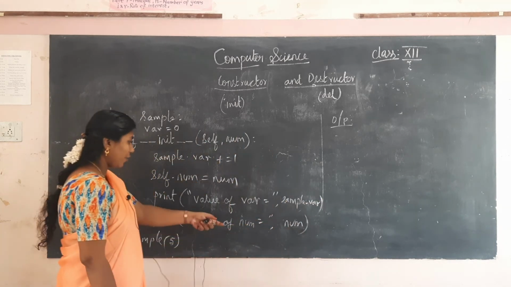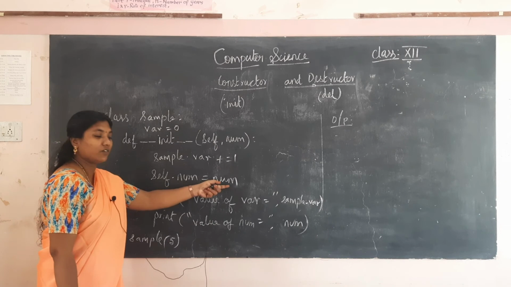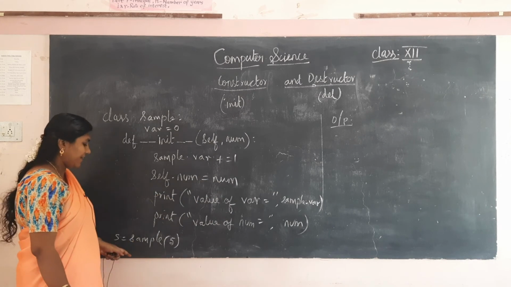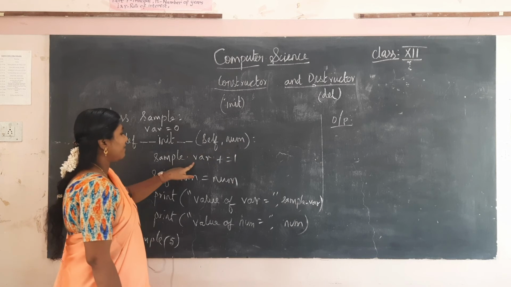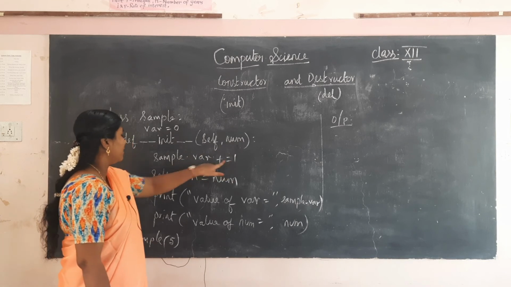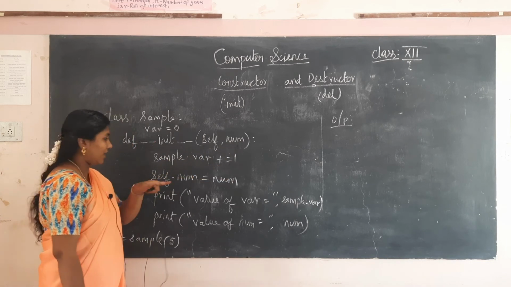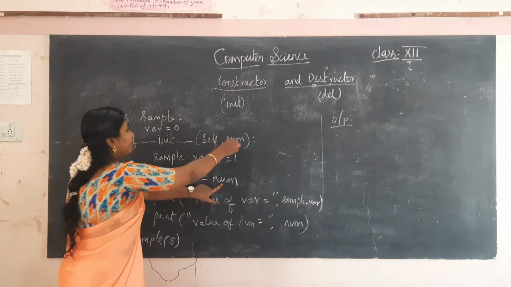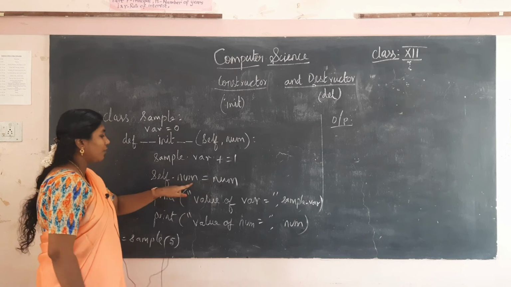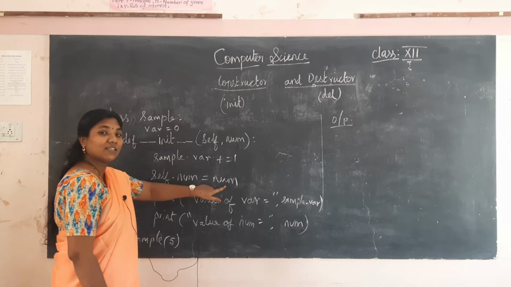Okay, and then I am going to print the self dot num is equal to num, that is also going to be printed. So now this 5 is passed to num. So sample dot variable is equal to variable plus 1. It will have the value 1. Self dot num is equal to num. That means what is the value of num? That is 5. So num has the value 5.